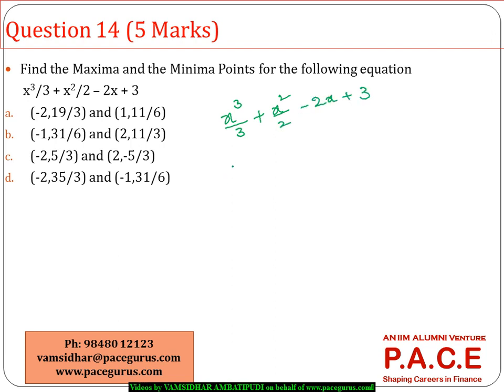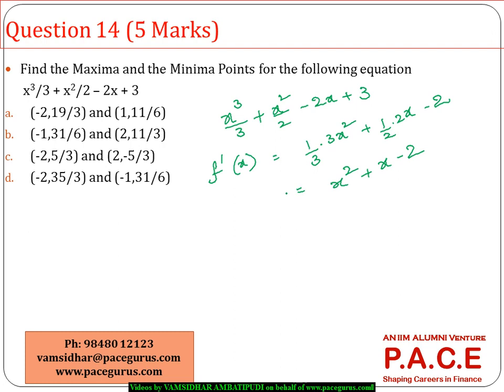For this, if I want to find out the maxima or the minima, the first step is to take the derivative of this equation, dy by dx. So what is the derivative of this? 1 by 3 into 3x squared plus 1 by 2 into 2x minus 2. This is the derivative. So the first derivative is x squared plus x minus 2.